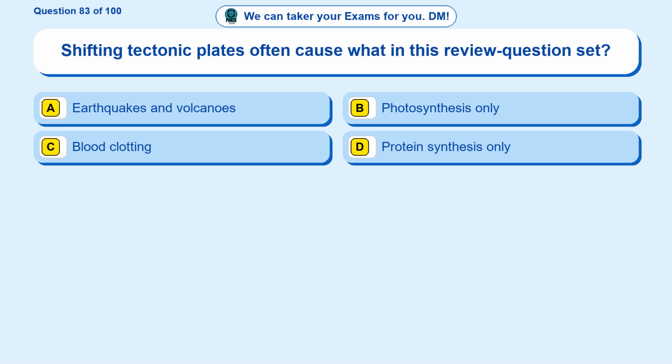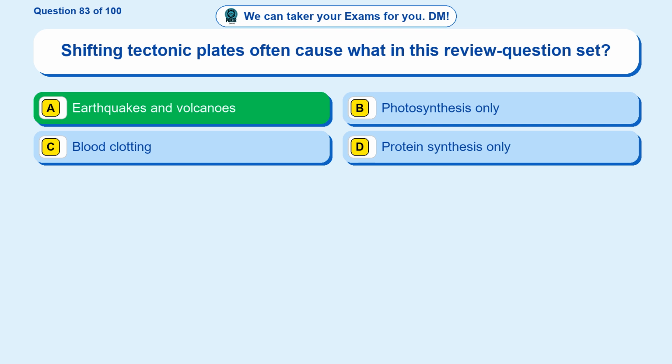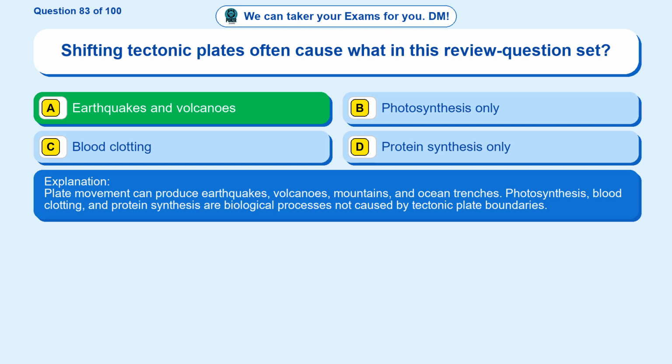Question 83. Shifting tectonic plates often cause what in this review question set? Option A, earthquakes and volcanoes. Option B, photosynthesis only. Option C, blood clotting. Option D, protein synthesis only. The correct answer is option A. Earthquakes and volcanoes. Plate movement can produce earthquakes, volcanoes, mountains, and ocean trenches. Photosynthesis, blood clotting, and protein synthesis are biological processes not caused by tectonic plate boundaries.